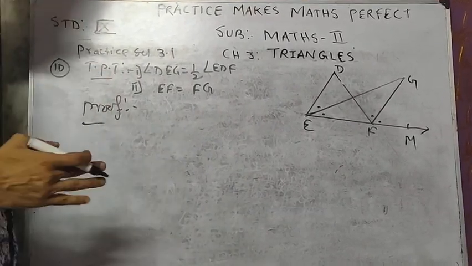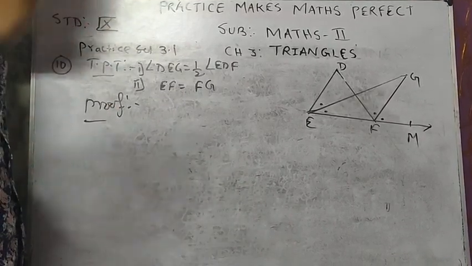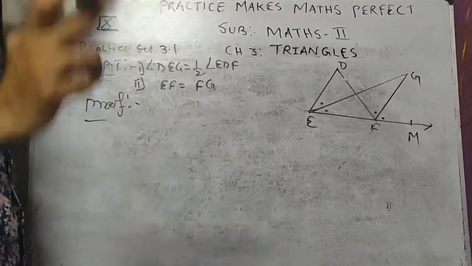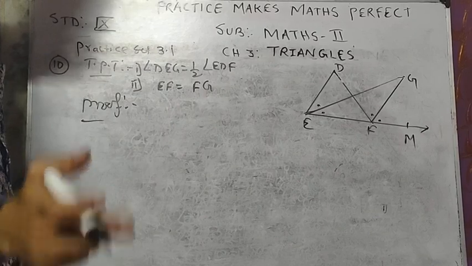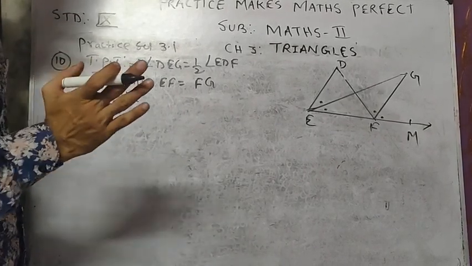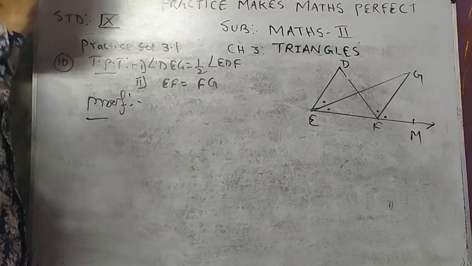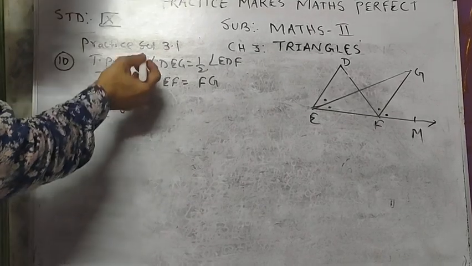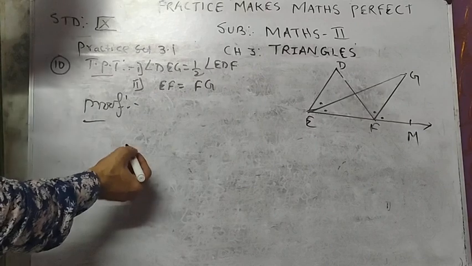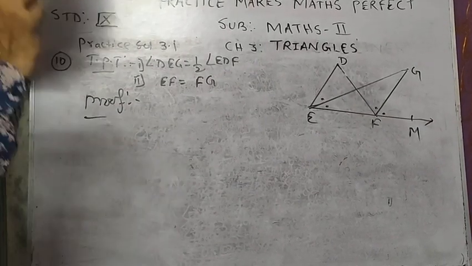Sum number 9. Okay, now come to sum number 10. This is our last sum of practice set 3.1. My dear students, this sum is very different. So you have to pay attention, otherwise you will not understand this sum. Rest all the sums were easy. For this sum, you have to pay attention. Here we have to prove two things: angle DEG is half of EDF and EF is equal to FG.